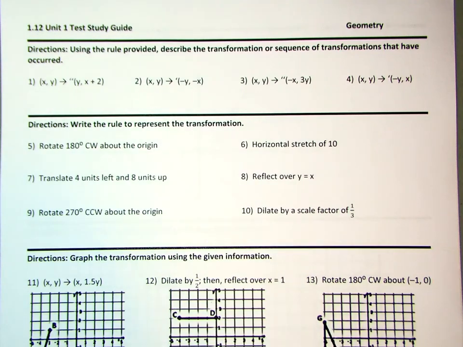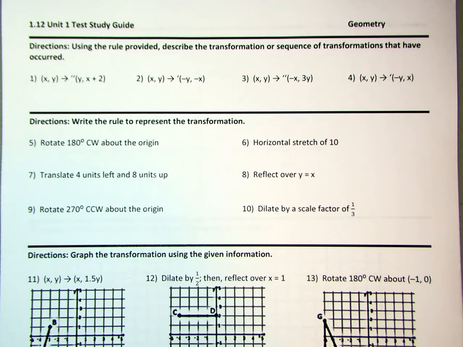This is numbers 1 through 4 on the Geometry Unit Study Guide. Number 1 through 4, it says, using the rule provided, describe the transformation or sequence of transformations that have occurred. Just remember that if there's a sequence of transformations, often there is more than one type of answer that can happen. Let's look at number 1.